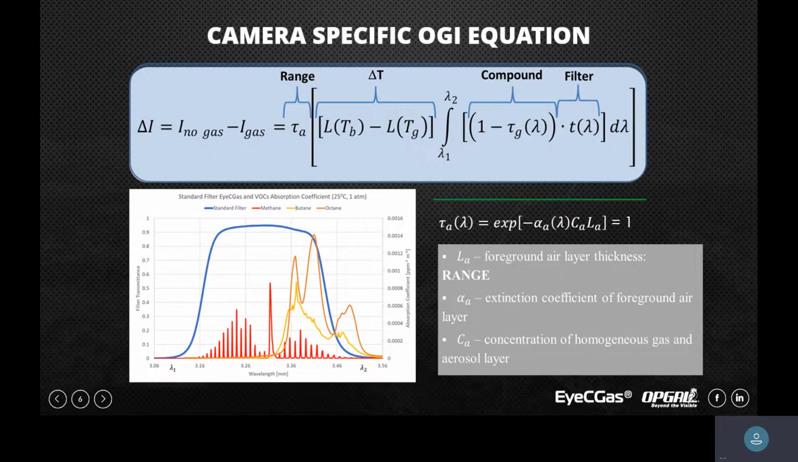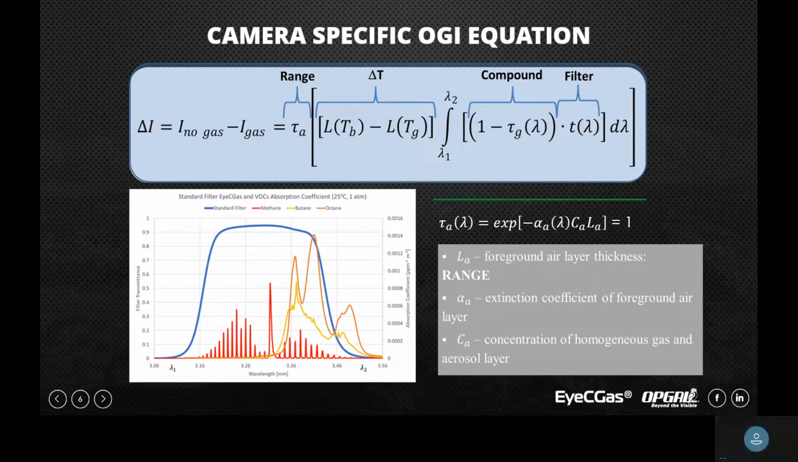So this is the OGI equation, and this is no longer a function of lambda. This is not a spectrum. Then we integrate over 1 minus the transmission through the gas plume times the transmission of the filter. And this feature is very important.